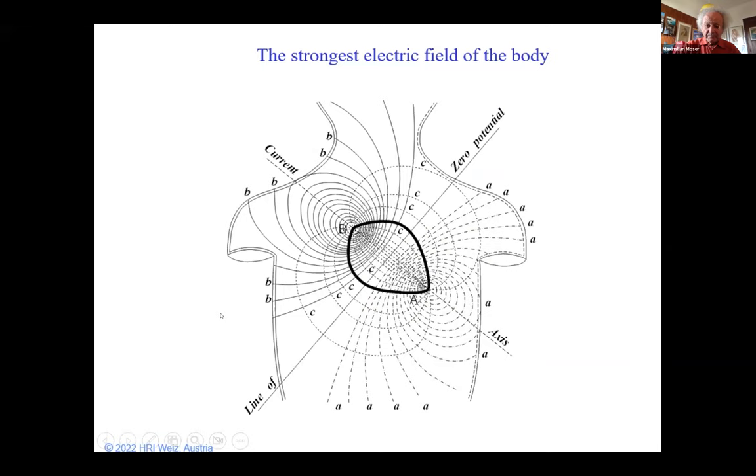Okay, so let us remember that the heart is the strongest electric field in the human body, and it gives access to all these body rhythms. And now we will work with this to investigate some things that you cannot investigate in a different way.